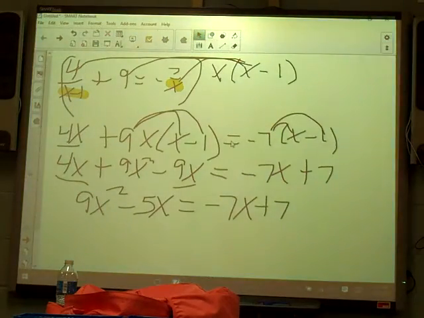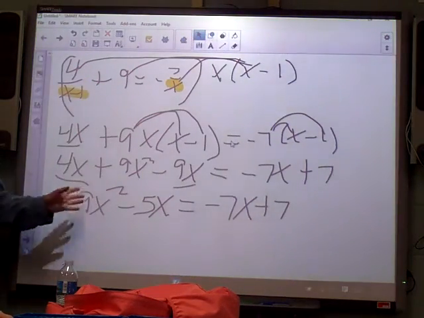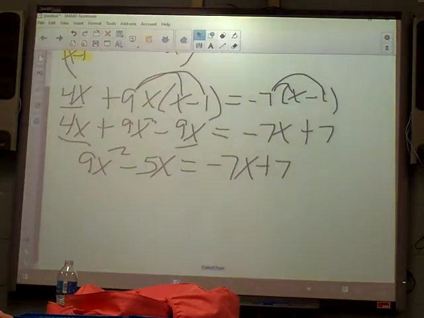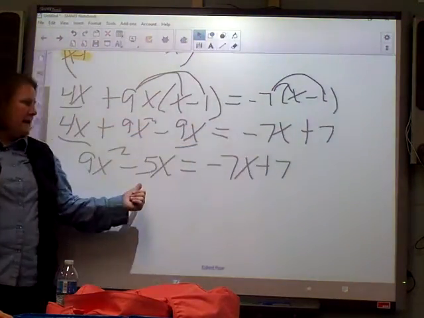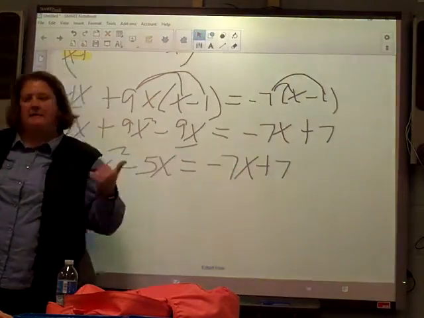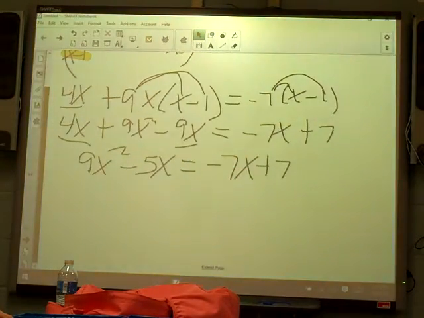You've got it all distributed and cleaned up best you can, but you notice now you've got a quadratic, and you got 9s and 5s and 7s there, not anything that's real friendly to factors, so you're probably thinking quadratic formula, but it's not ready. So now you got to start moving stuff over to get it in standard form. So I'm going to add 7x to both sides, and then I'm going to subtract 7 from both sides so that I've got it set equal to 0.